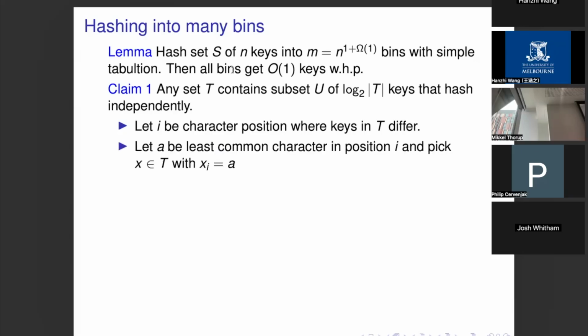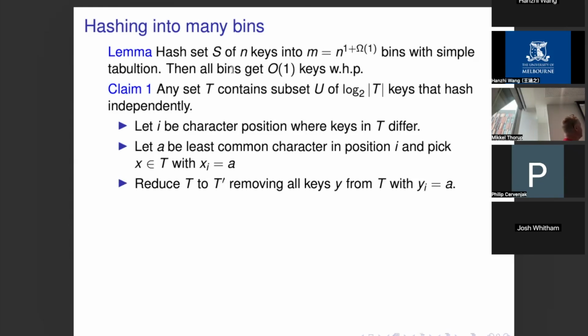And then in that particular position, I look at the least common character, right? So I have a bunch of keys. I look at one of the positions and then look at the different characters. So maybe the first one has an A, the second has a B, the third one has an A. Oh, so now A became more common, B is less common. And I look down, maybe B is not even used again. I don't know. But I take the least common character in that position. And then I pick some key X, which has that character in that position. And then I take my set and remove all other keys that have that character in that position.